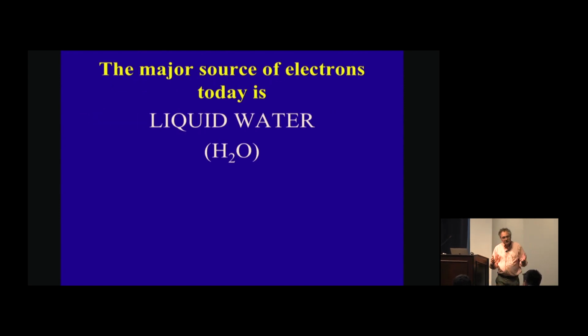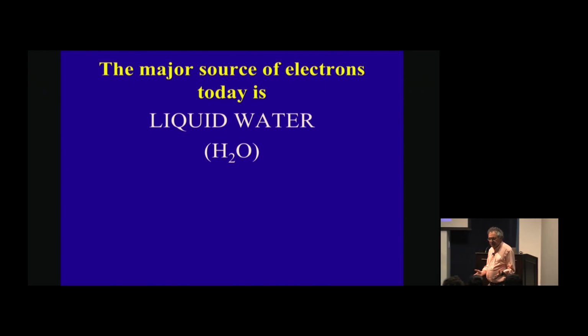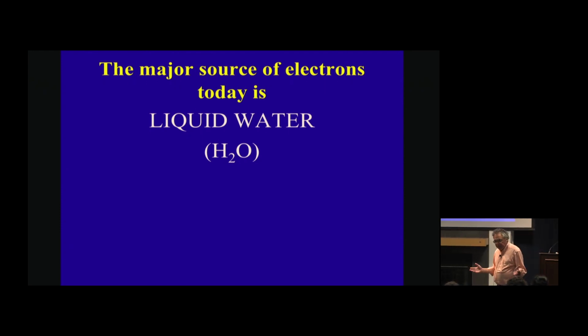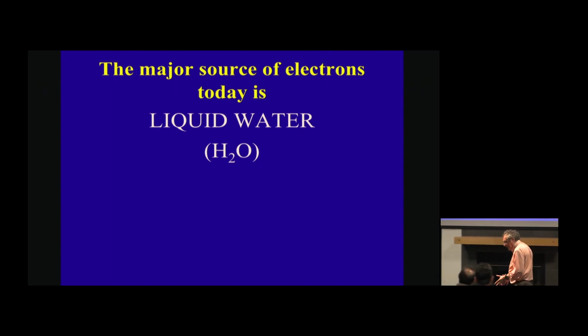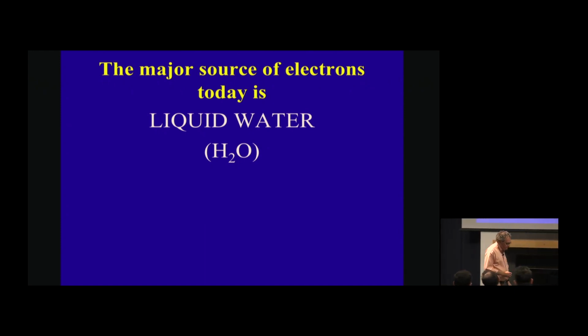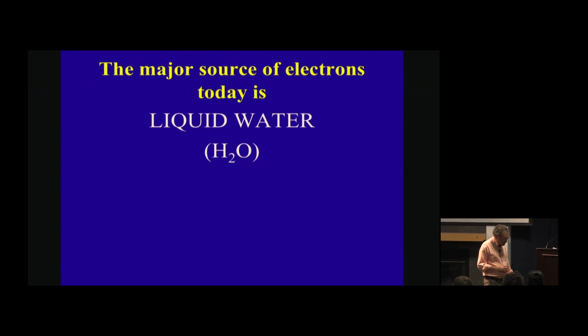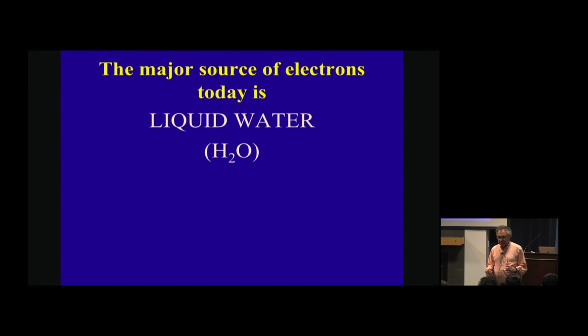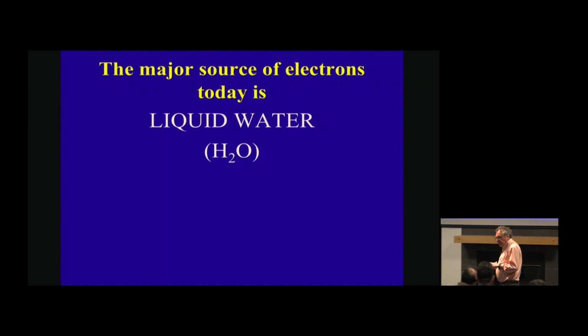Now, today, the source of electrons is liquid water. We're the only planet in our solar system that today has liquid water on its surface. There was certainly liquid water on the surface of Mars 3.2 billion years ago. Whether there was liquid water on Venus is unknown. Venus is one of those very strange planets that does not have a magnetic field to any great extent, so it doesn't have a dynamo. And its surface has been remodeled by extensive volcanism.